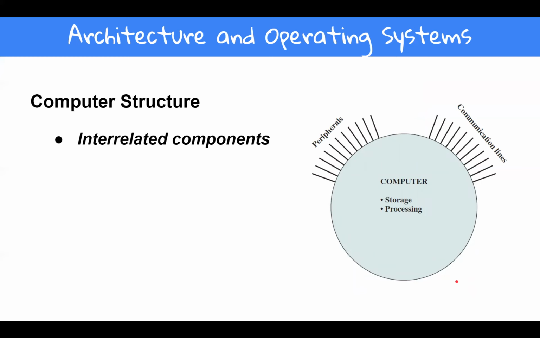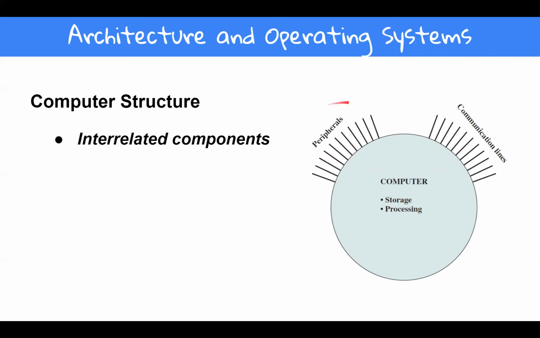Now, we know different functions of machine components. Generally speaking, the computer structure is about the interrelated components. This is the computer. We store the data and we process the data here. We process the data, remember the adder, subtractor, we use that as a processing unit. Storing the data here as well.